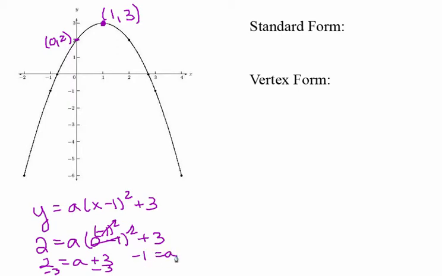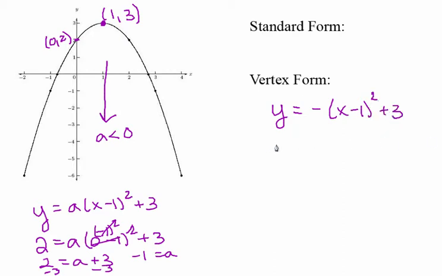So a in this case is negative 1, which remember makes sense because if a is negative, less than 0, the parabola is going to open down just like the graph does here. So our vertex form is y equals negative x minus 1 quantity squared plus 3.